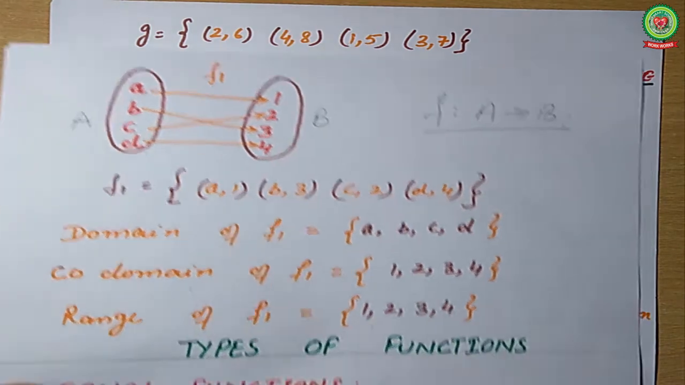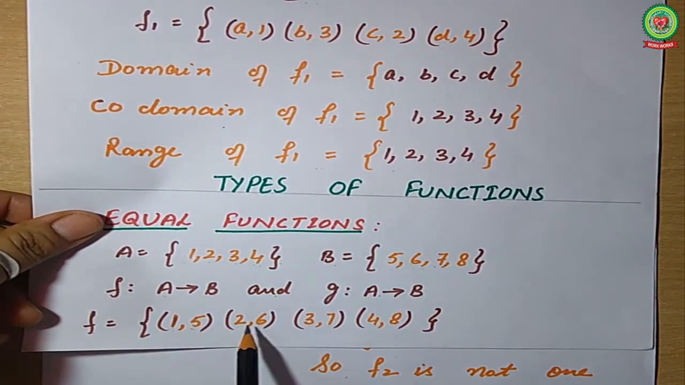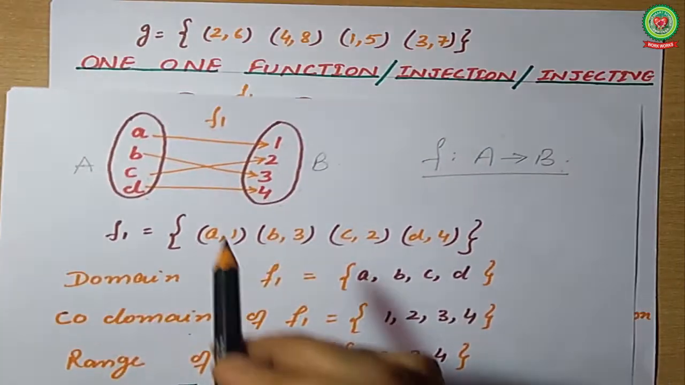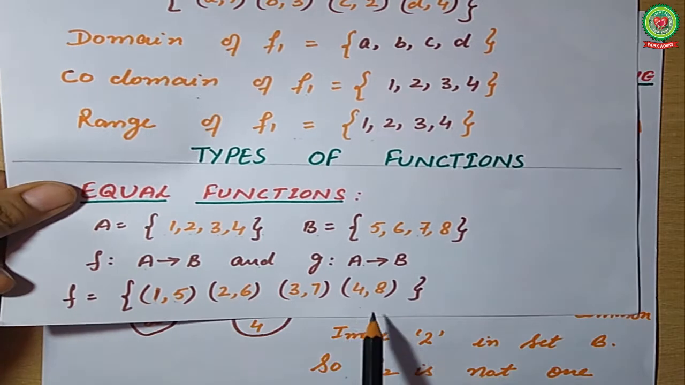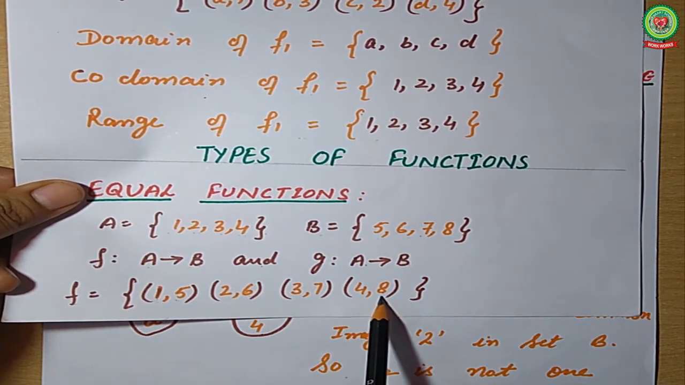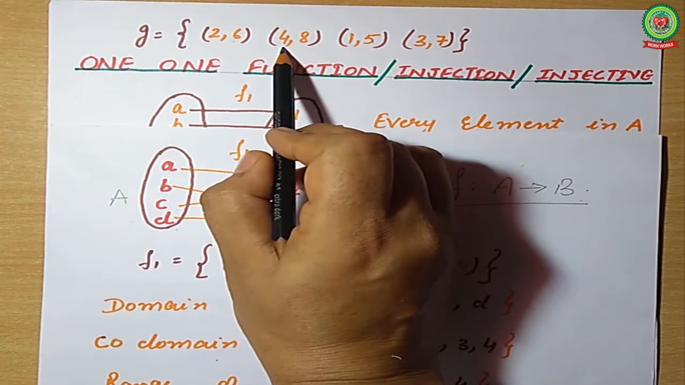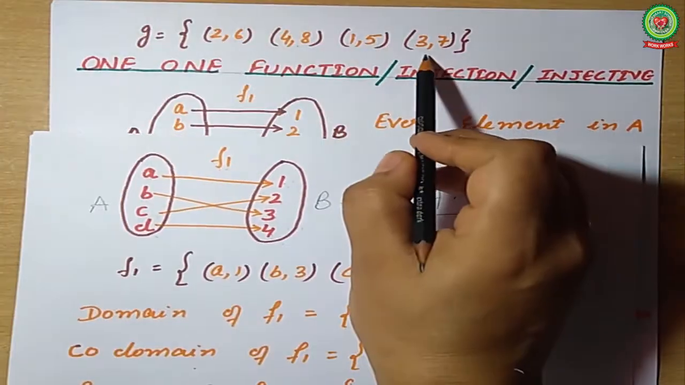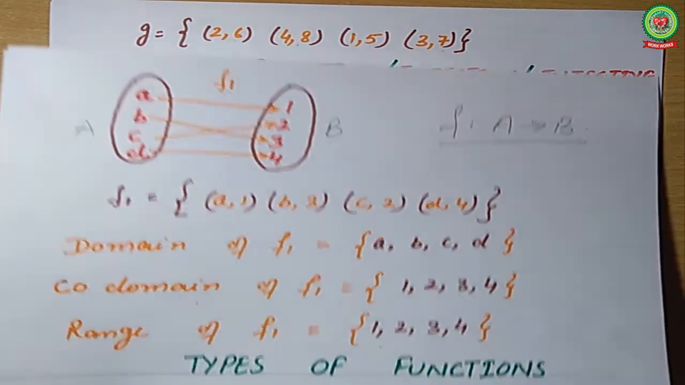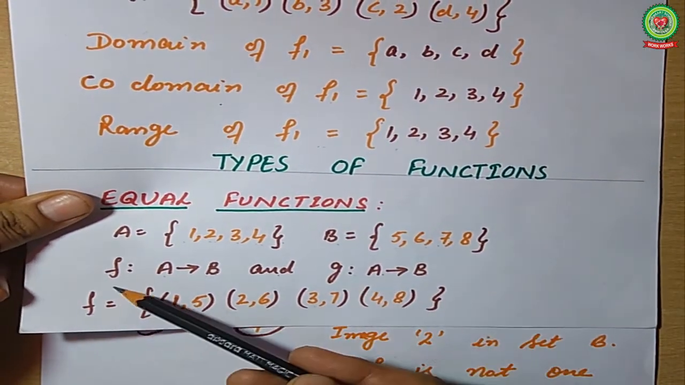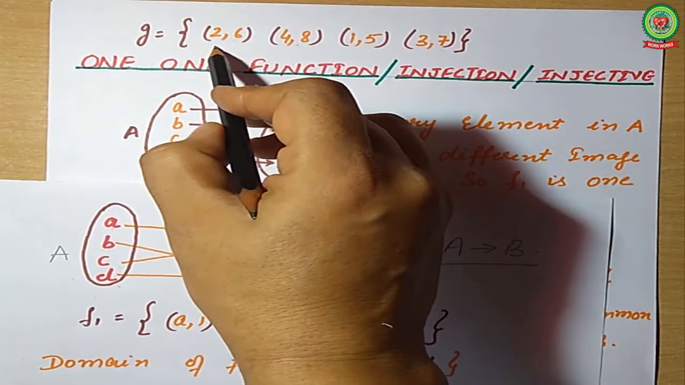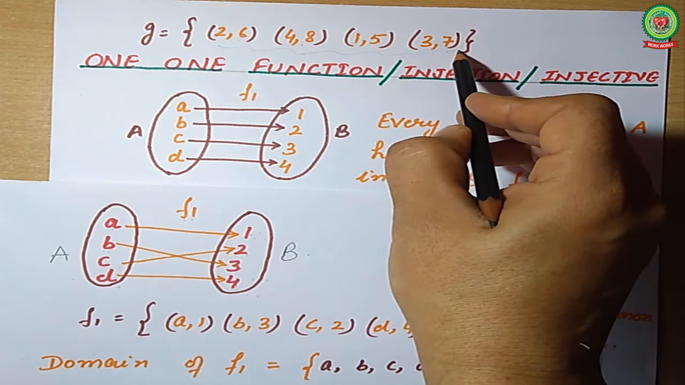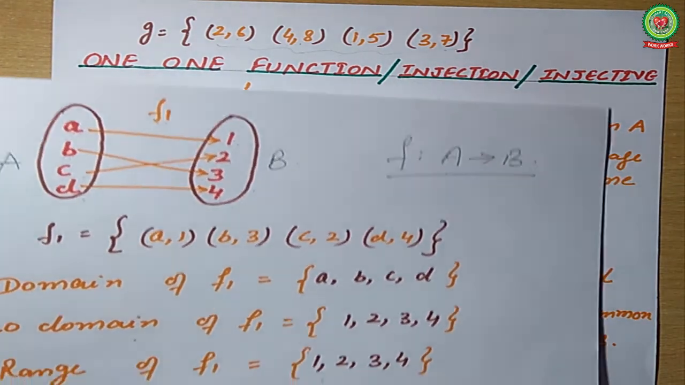Then it's the turn of 2. In F, 2 has an image of 6 here. Yes, in G function 2 also has an image of 6. Then what about 4? 4 has an image of 8, and here 4 also has an image of 8. The same for 3, 7. So if the ordered pairs of F and G are the same, then F and G are equal functions.